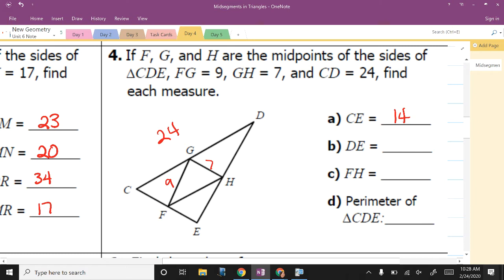All right, DE is this whole side right here. So what's the mid segment that goes with that one? 9. So I double 9 and get what? 18. Everybody with me? And then FH is the mid segment right here that goes with CD. So how do I get from the outside to a mid segment? Divide by 2. Divide it by 2 or half it and get what? 12.